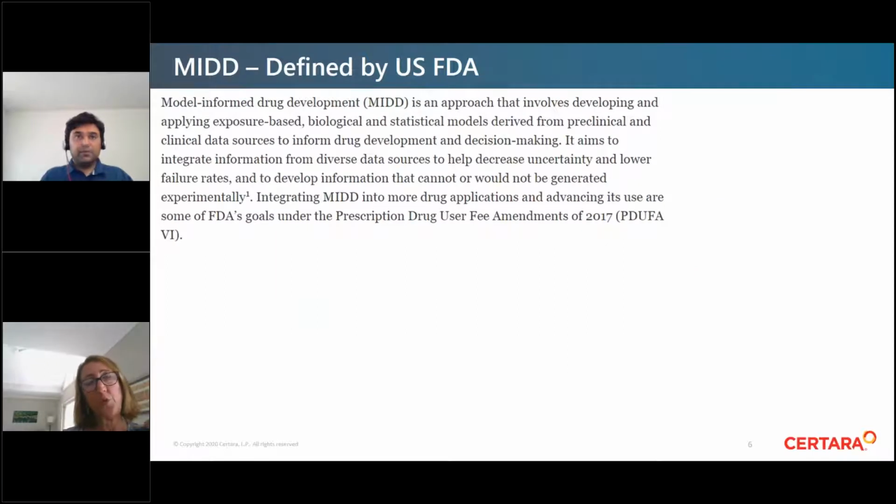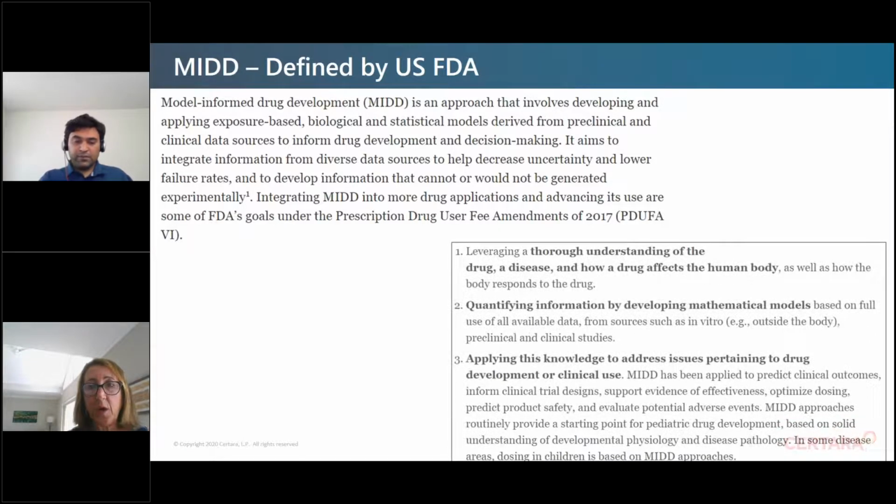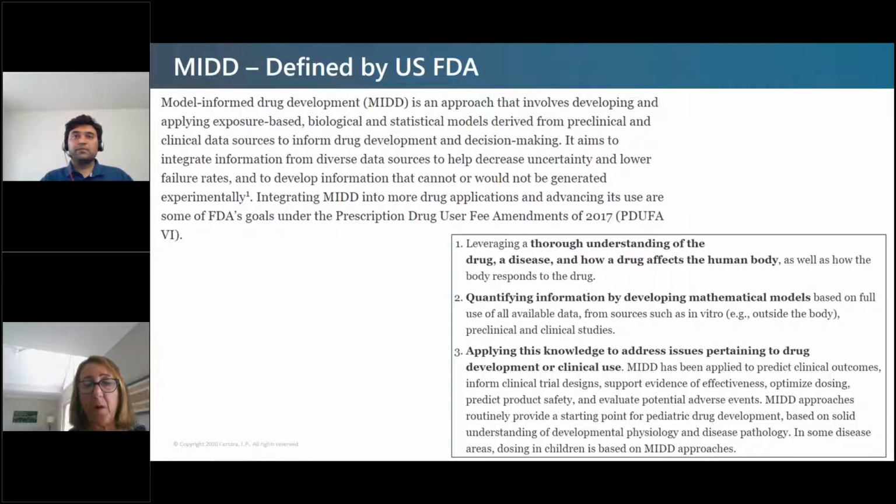Now, as we go to model-informed drug development, this is FDA's description, which I'm not going to read in its entirety. But what it is basically informing is that it is being used in more and more drug applications, and advancing its use is part of FDA's program under PDUFA, the Prescription Drug User Fee Amendments of 2017, which will of course be reauthorized next year in 2022, and then followed up with a similar one for generics.